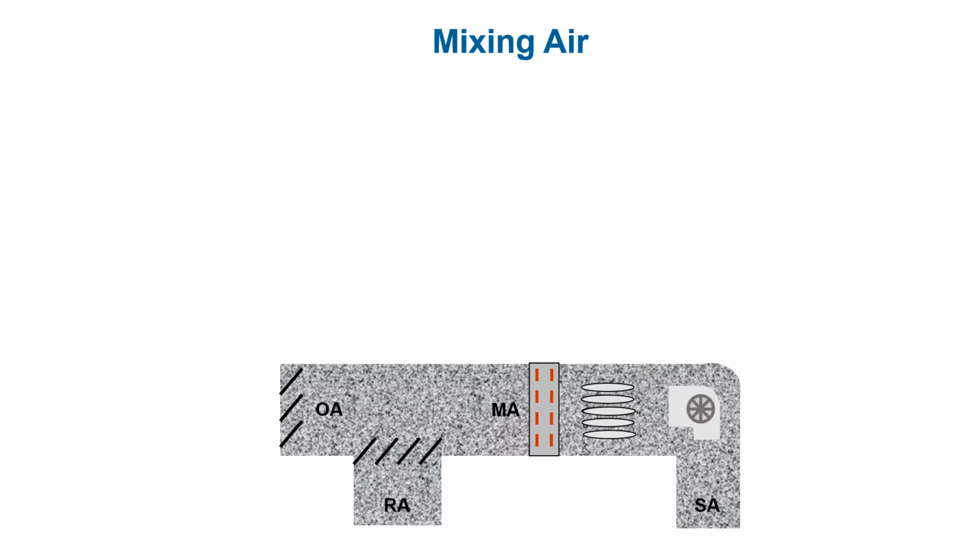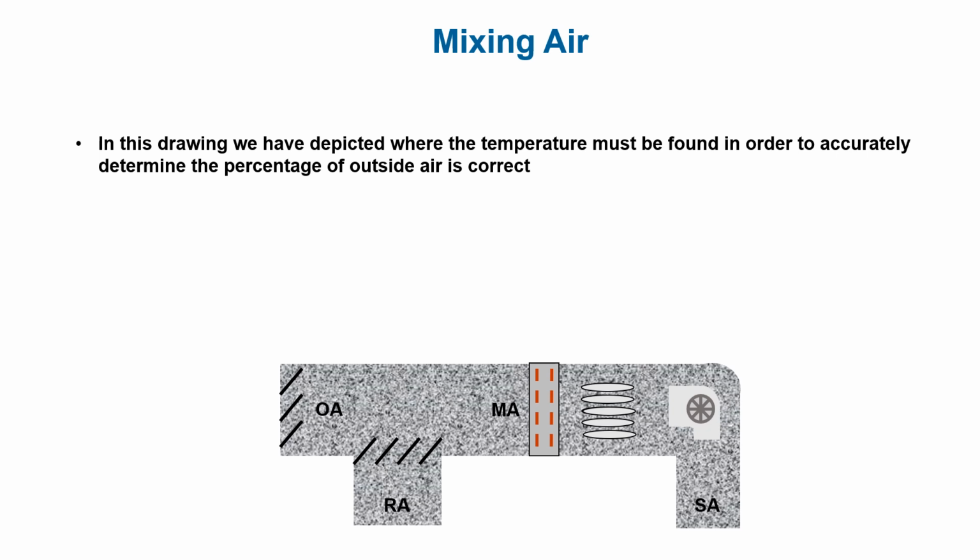The outdoor air will be mixed with the return air prior to going through the evaporator or heating part of the system. In this drawing, we have depicted where the temperature must be found in order to accurately determine the percentage of outside air is correct.